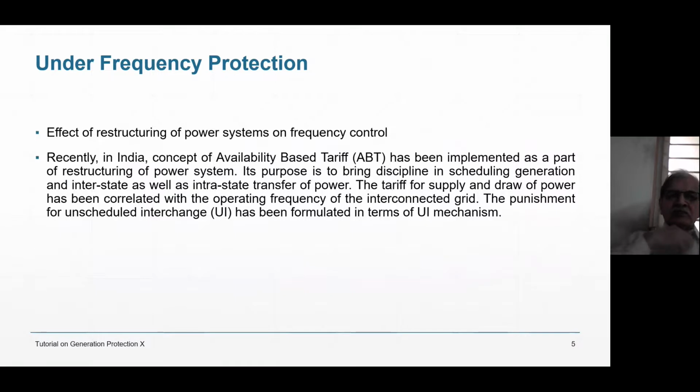So now we have restructured the power system, and we are applying availability based tariff, right? That means if the generation is less and the load is more, then automatically the consumer will be charged more. So we would not like to use power at a higher rate.